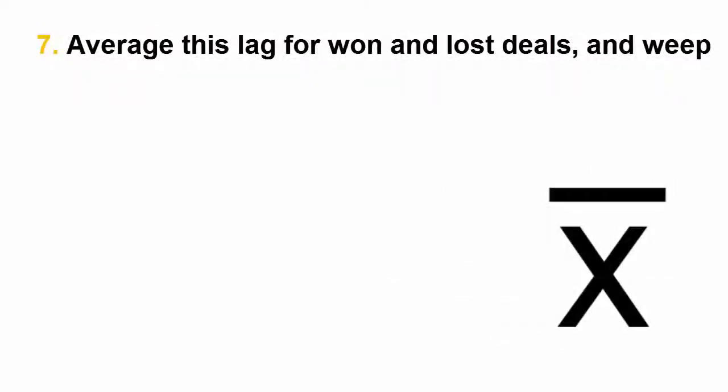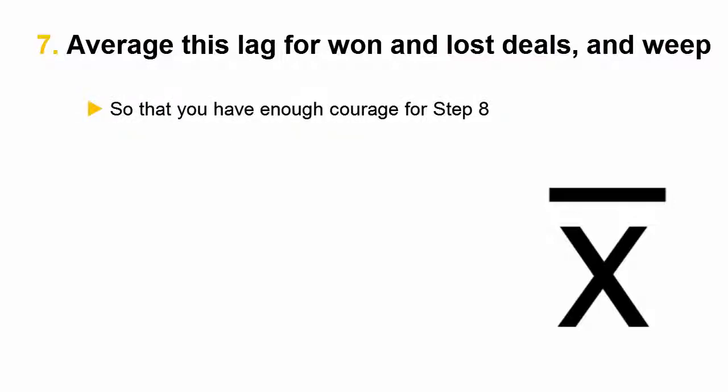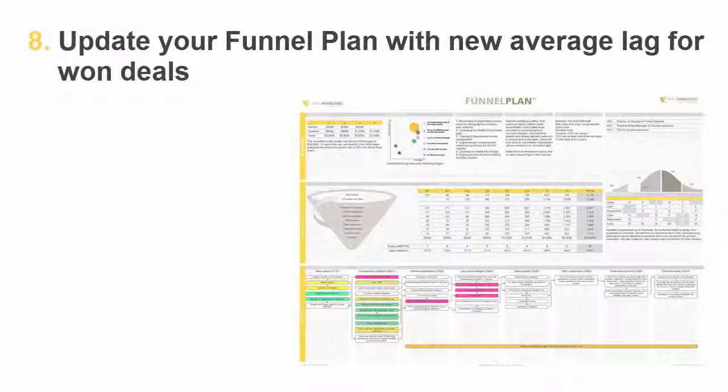Average your lag, step 7, for the won deals and the lost deals, just so that you can cry for a while. It's really important that you understand the difference between how long it takes to win a deal and how long it takes to lose a deal, so that you have enough courage and strength to do step 8. If you skip step 7, you're not going to do step 8. So look at your average for won deals, your average for lost deals, have a little cry, then move on to step 8. Update your funnel plan with the new average lag for won deals.